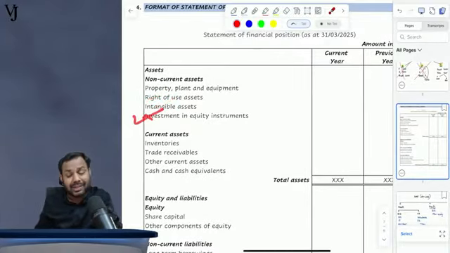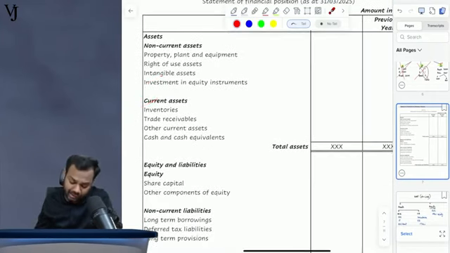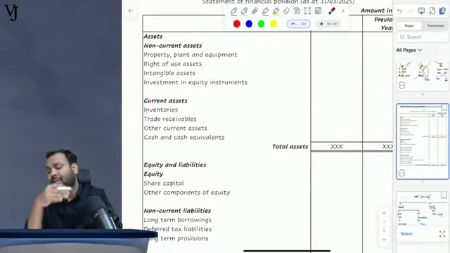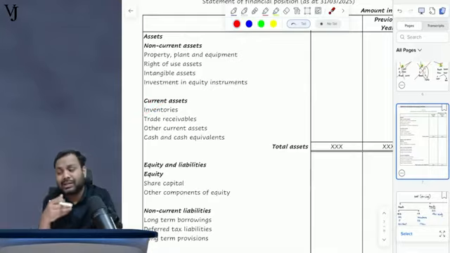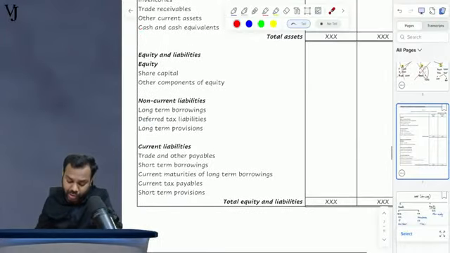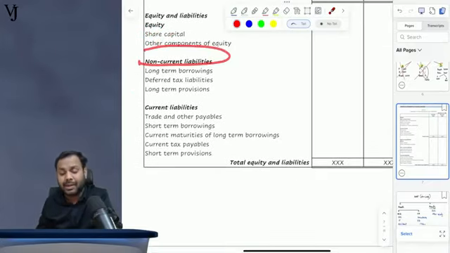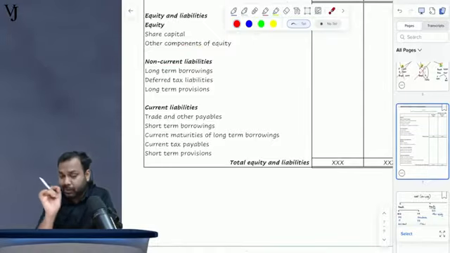This is called financial assets. Other non-current assets. Then come current assets, which have inventories. Then financial assets has trade receivables, cash and cash equivalents. Then comes other current assets. Equity has two components: share capital and other components of equity. Then come liabilities. Again, liabilities are of two types: non-current liabilities and current liabilities.